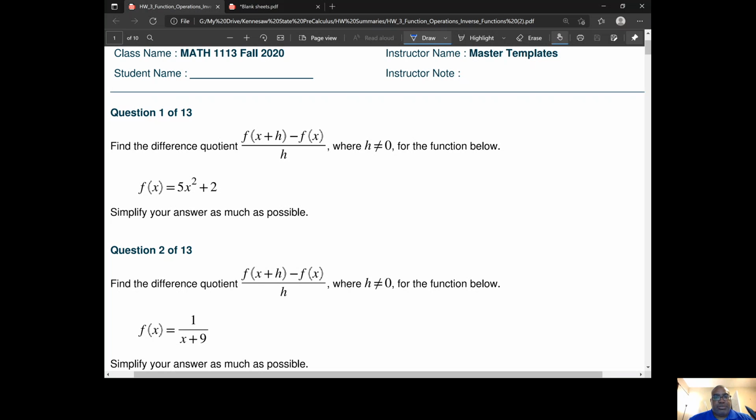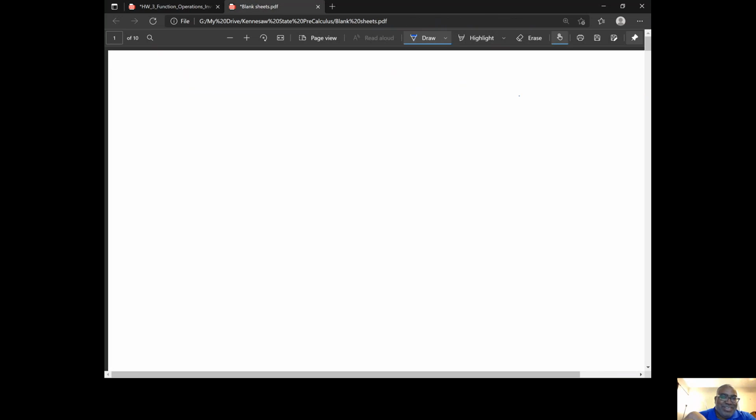Find the difference quotient f of x plus h minus f of x over h, where h is not equal to 0, for the function below, which is 5x squared plus 2, and simplify your answer as much as possible. So f of x plus h minus f of x over h. Let's just go ahead and do it on another piece of paper.